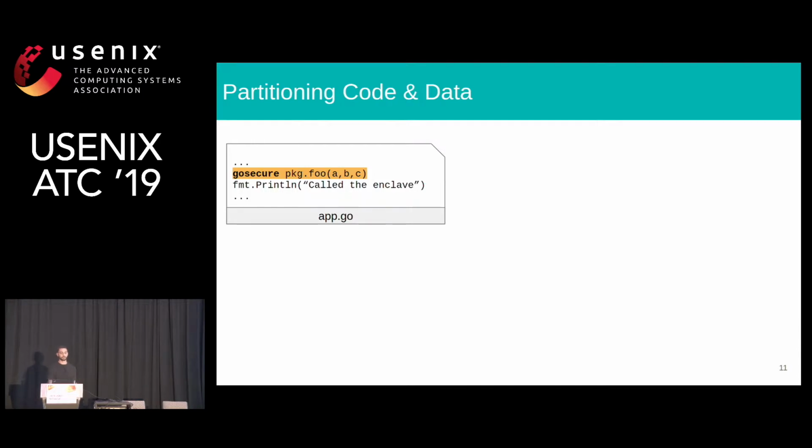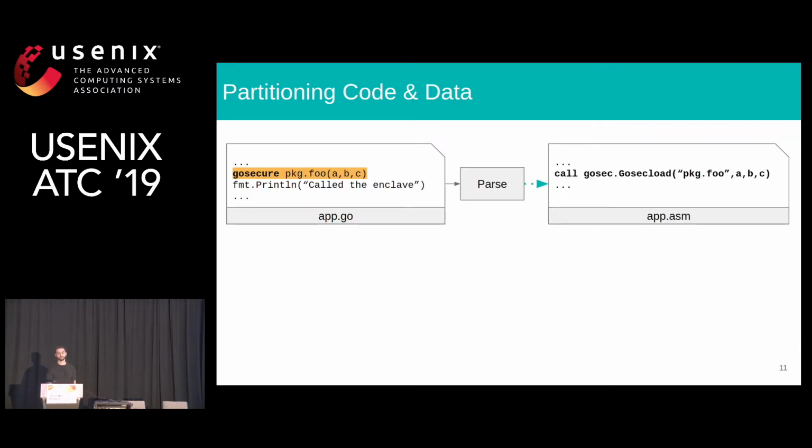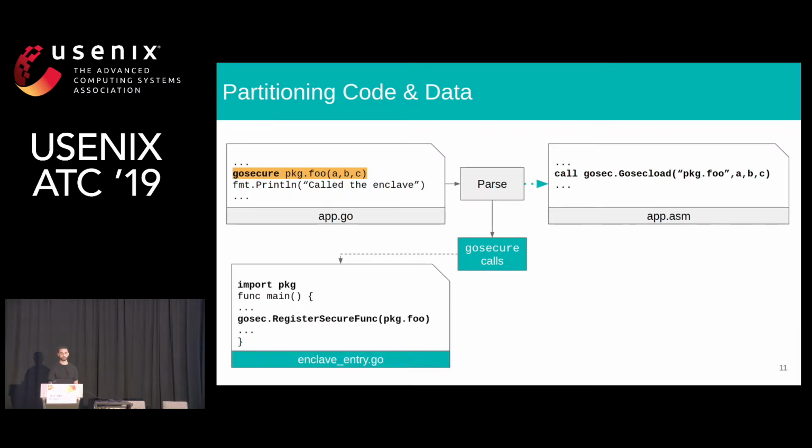So this is your application code. You parse it, you compile it, and then down the line, in the end, this line is going to get replaced by a call to one of our internal libraries that is going to send a message to the enclave saying, hey, please, can you execute this function with these arguments? But as I said, you have a second compilation pipeline for trusted code that takes the target of the GoSecure keyword and registers it inside a synthetic entry point for the enclave. And that's all we need to do.